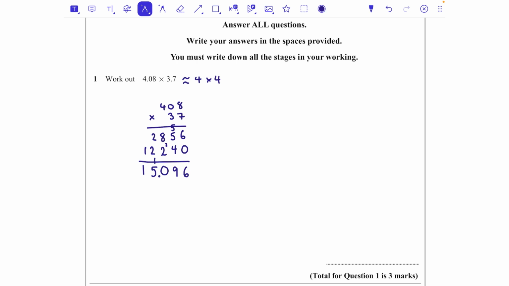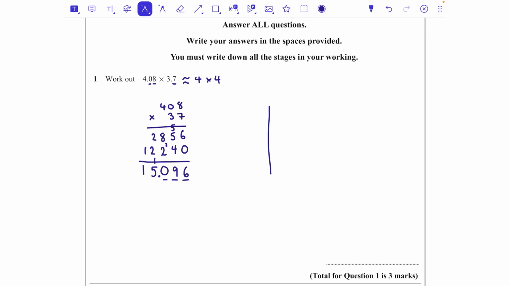What other ways could you do it? Well, you could say there are 1, 2, 3 values after the decimal point in the question. So there's going to be 1, 2, 3 going back from the end there afterwards. So 15.096. I'm happy that that makes sense, and that would be my answer.